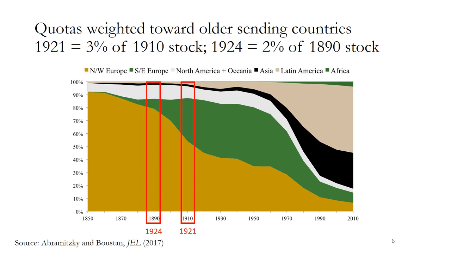But now take a look at the 1890 stock of immigrants. 80% of them are coming from Northern and Western Europe. And so this policy change is going to cut down on the flow, but also is going to weight the flow, tilt the flow even more so to the older sending countries.